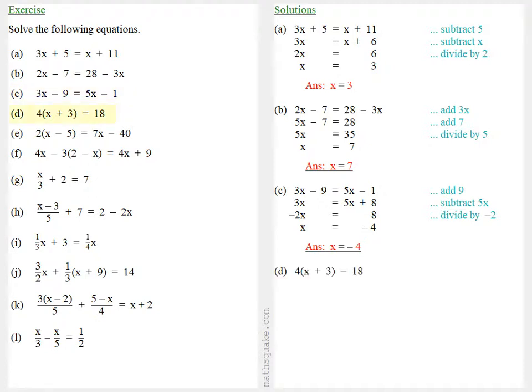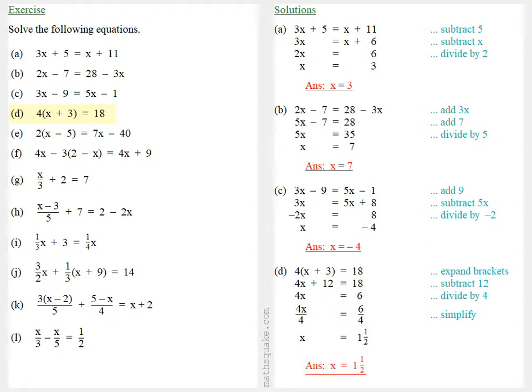In question D, we have 4 into x plus 3 equals 18. Now the first thing to do is get rid of the brackets. So if we multiply out, that gives 4x plus 12 equals 18. If we subtract 12 from both sides, that gives 4x equals 6. And if we divide by 4, we get 4x over 4 equals 6 over 4. In other words, x is equal to 1.5, and that's our solution.